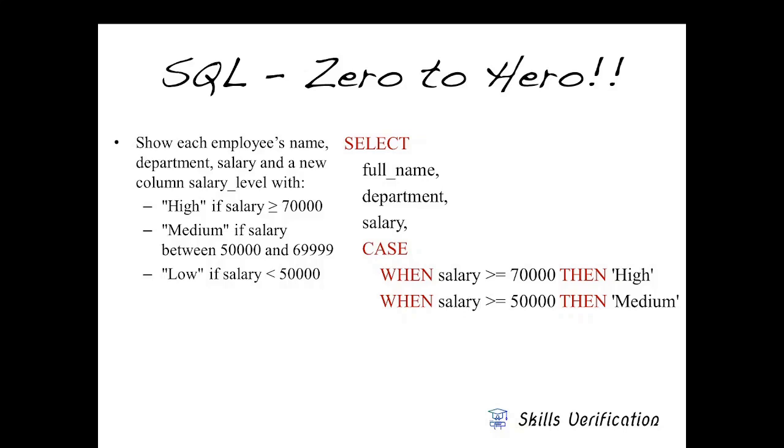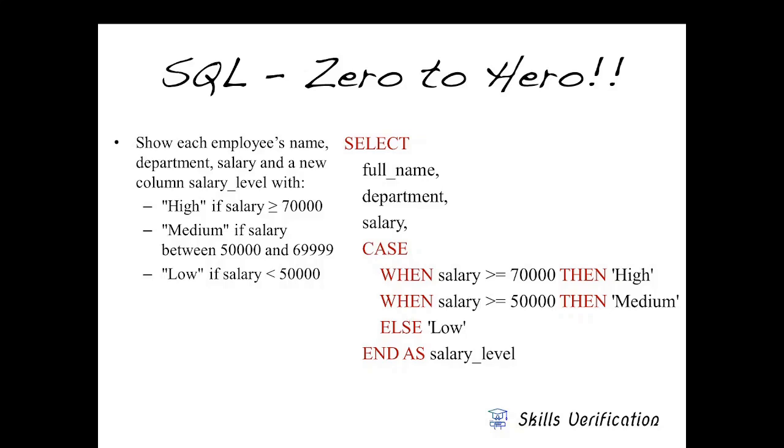The third condition is to label salaries lower than 50,000 as low. Normally, we don't have to specify this last condition unless it is very necessary. We can end by saying else low, end as salary level. After all, if it's not high or medium, it will be low. So anything that doesn't meet the first two criteria will be low. We close the case statement by specifying end as salary level.